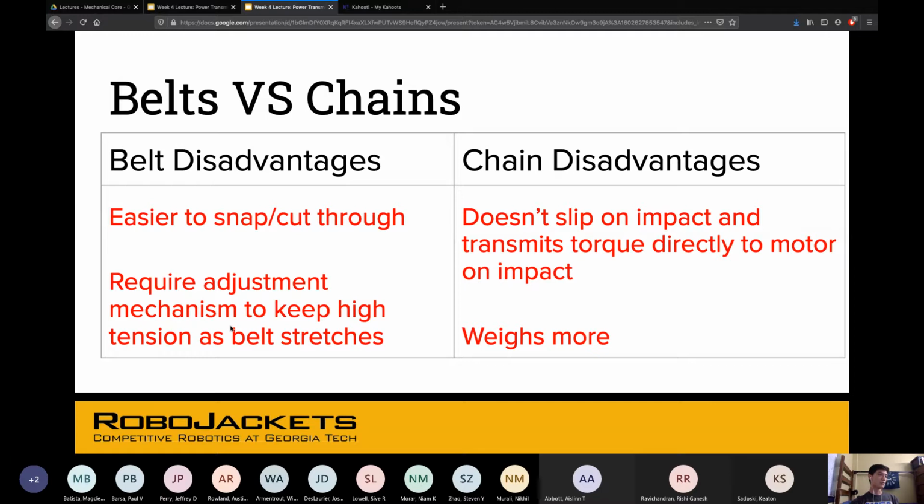And again, we need to keep high tension, so we need some kind of adjustment system, like with steering, how they have the sliding third pulley. It's a really good mechanism, but we still need to keep that in mind. And then for chains, we talked plenty about slip, and they weigh more. So if you really need a lightweight build, like a 3-pound robot, it's something to keep in mind.